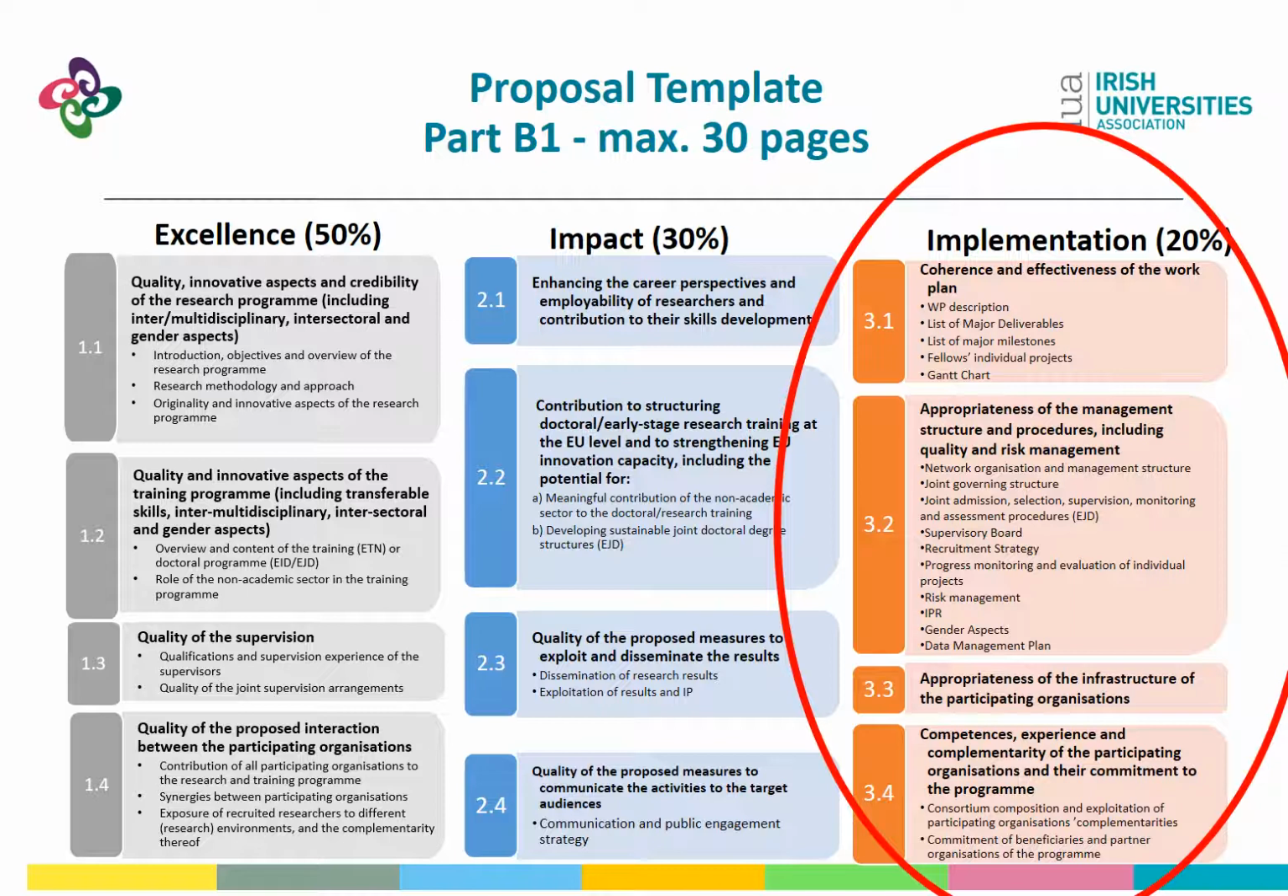The implementation section is divided into four subsections, which are coherence and effectiveness of the work plan, that's 3.1, 3.2, which deals with the management structure and procedures of the consortium, 3.3, which is about the infrastructure of the participants, and 3.4, which deals with the competence, experience, complementarity, and commitment of the participants.